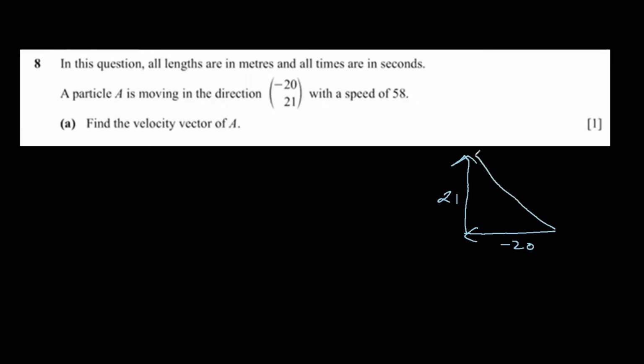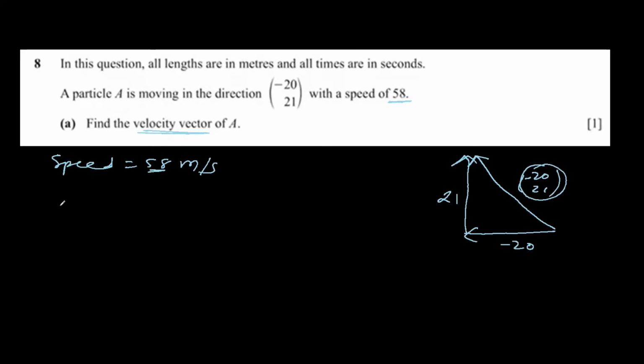And this is the effective vector. Minus 20, 21. This one is the one. Minus 20, 21. All right. Speed is 58, which is meters per second, right? Find the velocity vector. So in this direction, we want to find the vector of the velocity. We have to convert this speed into velocity by giving it a direction. Okay. So we have to first compare the magnitude of this vector with 58.